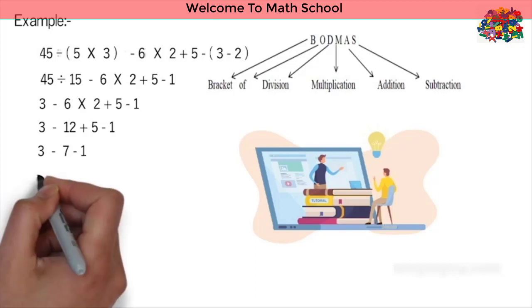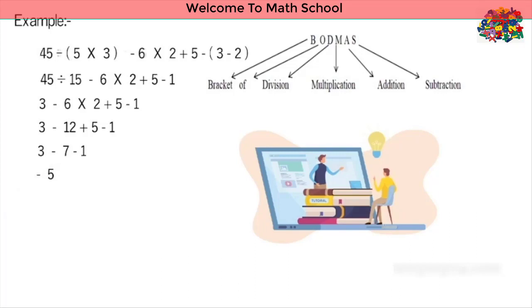Now lastly I have to go for subtraction. So 3 minus 7 minus 1 is equal to minus 5. So whenever you have different kinds of operations, you can follow this BODMAS rule.